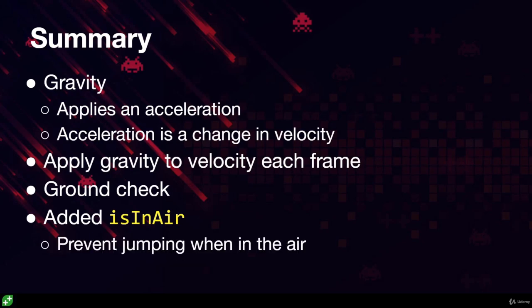We then use this Boolean as part of the condition for jumping so that we can only jump when we're not in the air. So now we have jumping and gravity implemented for our game. In the next video, we're going to work on actually drawing a two-dimensional character so that we don't have to look at rectangles anymore. We can actually look at something that looks a little bit more visually pleasing.